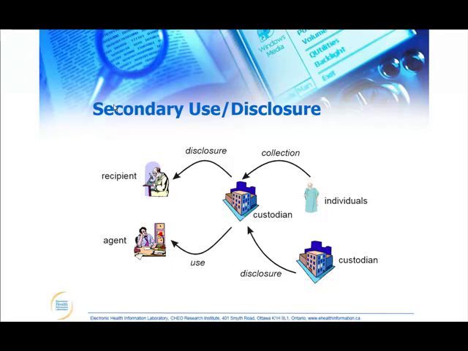So normally data is collected from patients for primary purposes, which are usually to provide care to the patients. But then you'll have secondary purposes where information is disclosed to, let's say, a researcher within or outside the institution, or to an agent who would be, for example, a subcontractor working for the custodian. So this is considered a use and this is considered a disclosure.